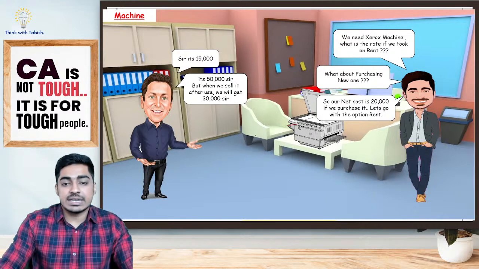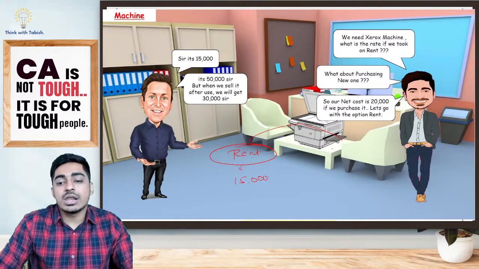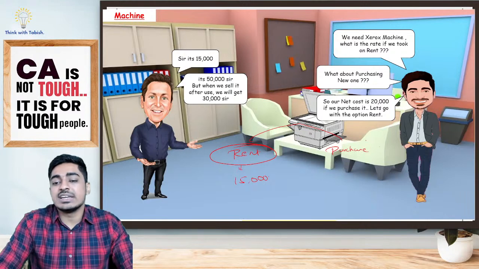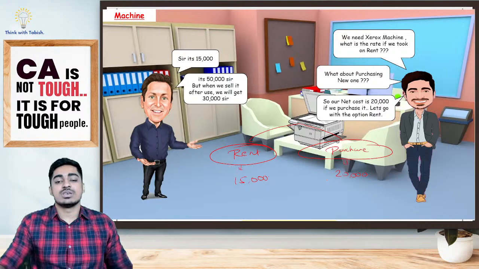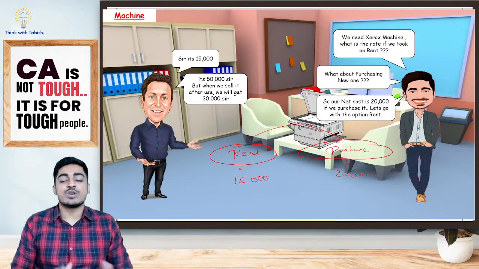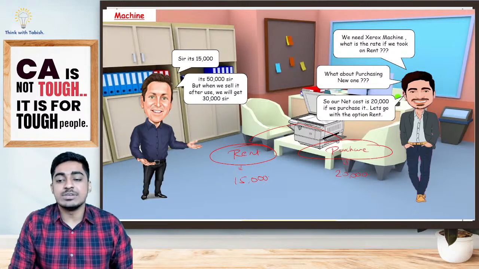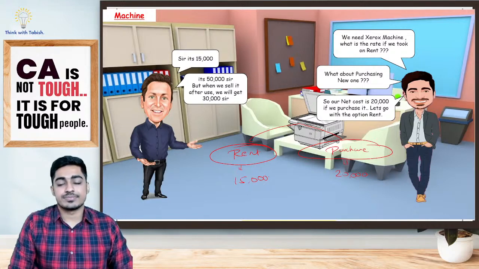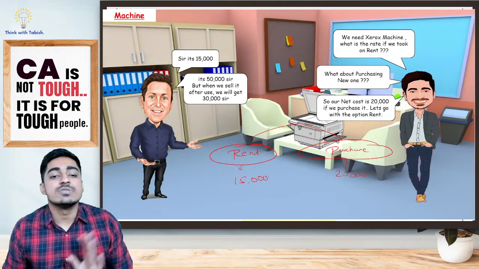So I have two options. Either I can get the machine on rent. If I get the machine on rent, my net cost is 15,000. Or I will purchase it now and resell it. If I purchase and resell it, my net cost will be 20,000. Which option will I choose? Will I get it on rent or will I purchase it? Tell me, students. Yes, we'll get it on rent. Yes or no? So the relevant cost is 15,000 rupees.